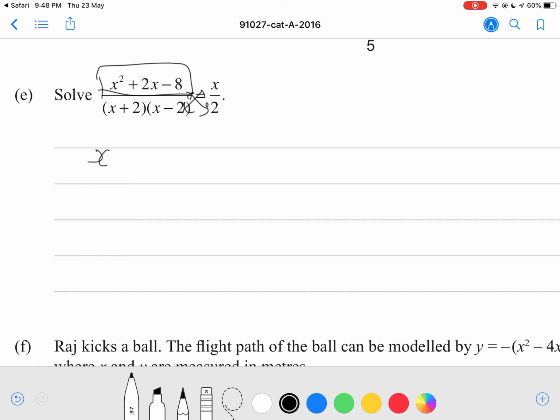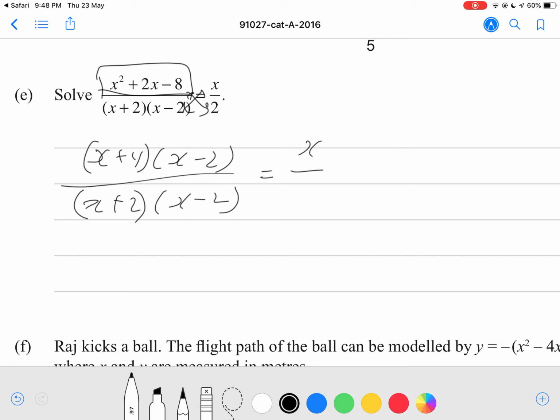then cross multiply. So we're going to say (x plus 4)(x minus 2) divided by (x plus 2)(x minus 2) equal to x divided by 2. So you see that x minus 2, they both cancel out because they're common. So x minus 2 divided by x minus 2 is just 1, so that cancels out. Therefore, (x plus 4) divided by (x plus 2) equals x divided by 2.